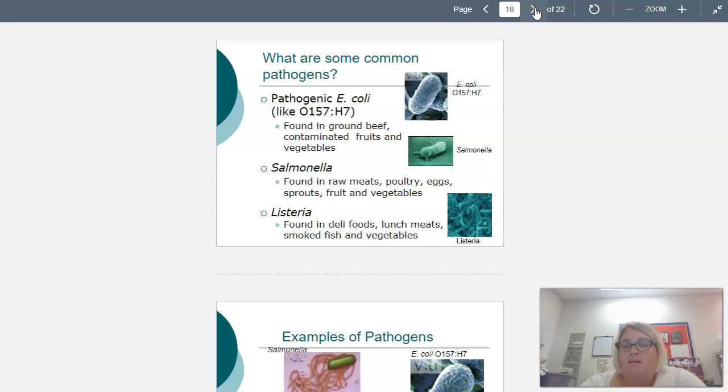Same with salmonella. It's found in raw meats, poultry, eggs, sprouts, fruit and veggies. That's why they always recommend you cook your meat fully. Don't eat raw eggs, things like that. Listeria is a common pathogen found in deli foods, lunch meats, smoked fish, veggies. You hear about it a lot with pregnant women because they tell them not to eat deli lunch meat straight from the fridge. Put it in the microwave for 30 seconds because it'll kill the listeria on it.